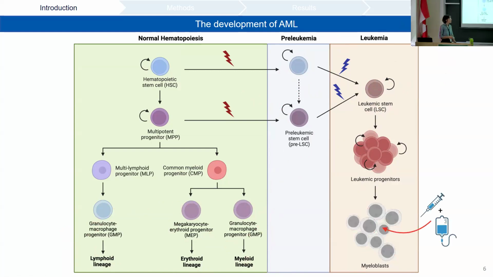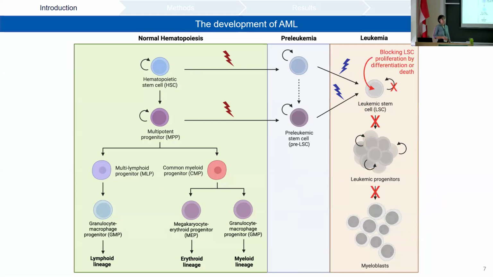Now, what the standard of care does is that it kills the rapidly dividing myeloblasts, but it's not able to target LSCs, which then allows relapses of the disease. So our hypothesis is that if we're able to find a drug that can block LSC proliferation, either by their differentiation or their death, we could block altogether the progression of AML.